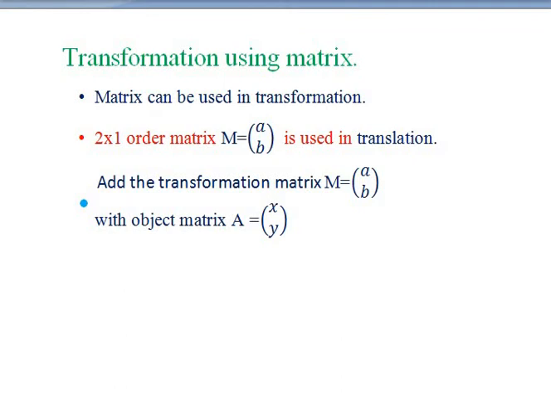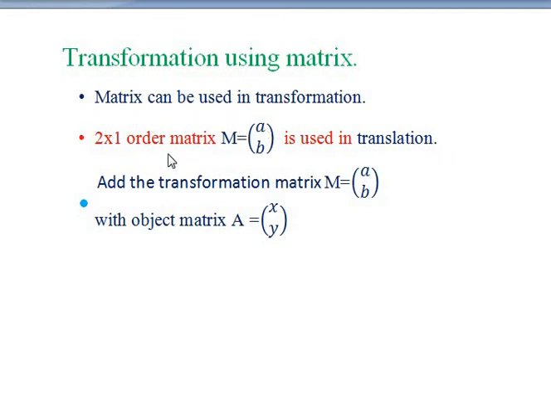Generally in class 10 we use two types of matrix: 2 by 1 order matrix and 2 by 2 order matrix. Let us discuss the first matrix, the 2 by 1 order matrix. You can see here the 2 by 1 order matrix M is given by (a, b), where there are 2 rows and 1 column. This 2 by 1 order matrix is used in translation.